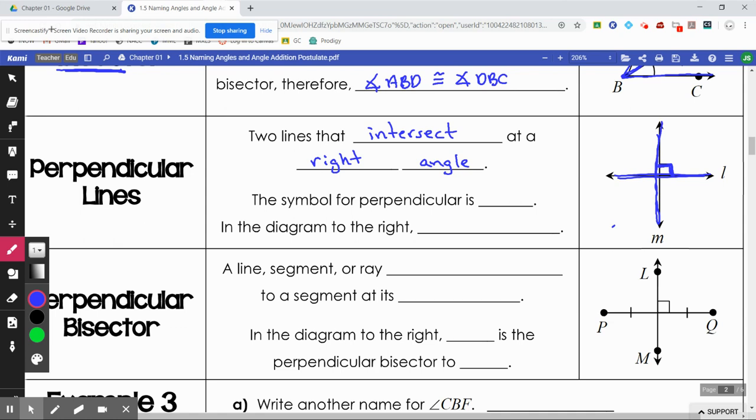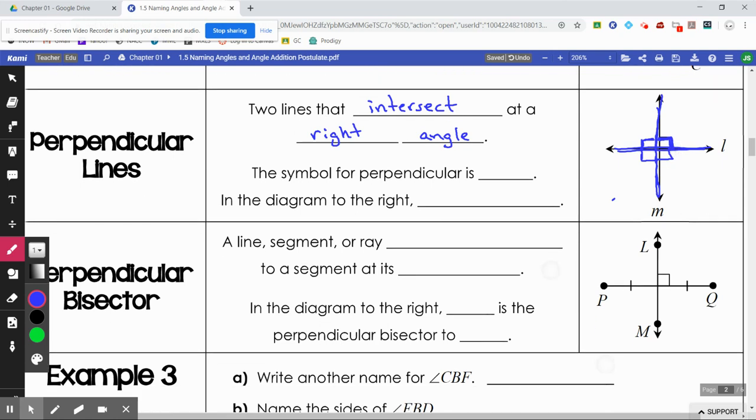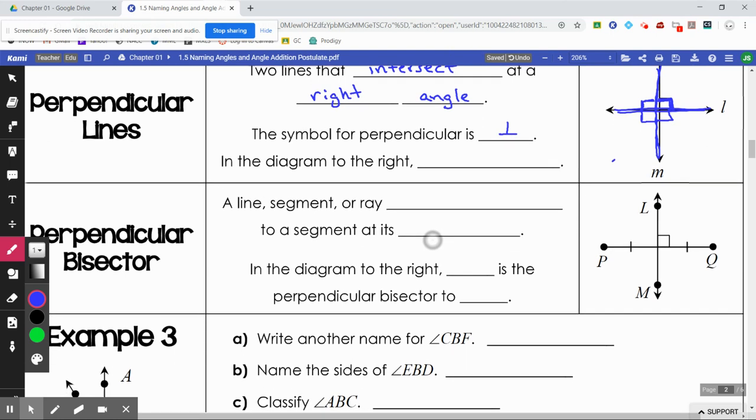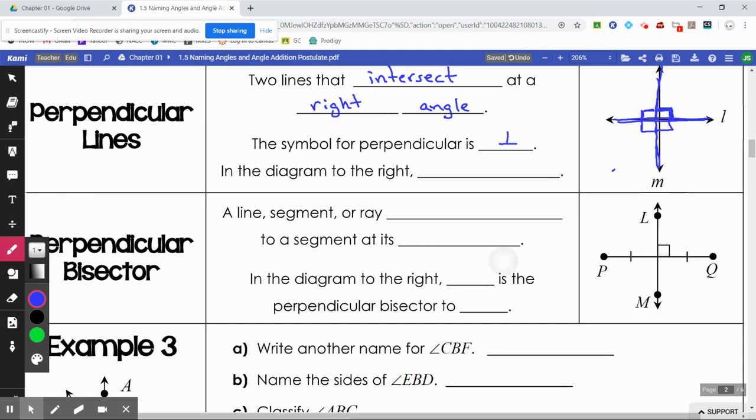And not only one, but look, if that's 90, that'd be 90, that'd be 90. They actually form four right angles when they're perpendicular. The symbol for perpendicular is an upside down T. Why? Because that's a 90 and that's a 90. So therefore, upside down T is perpendicular. In the diagram at the right, line L is perpendicular to line M.